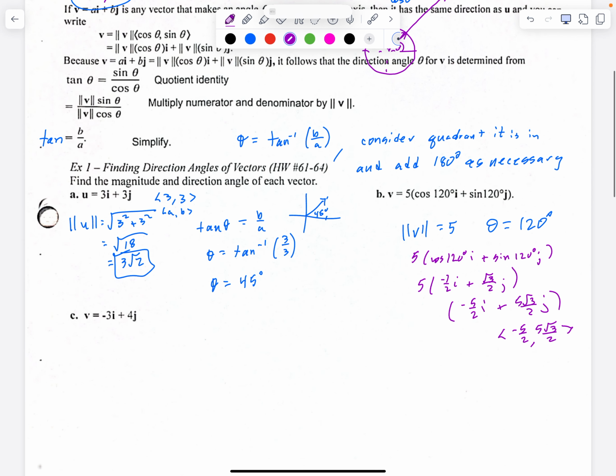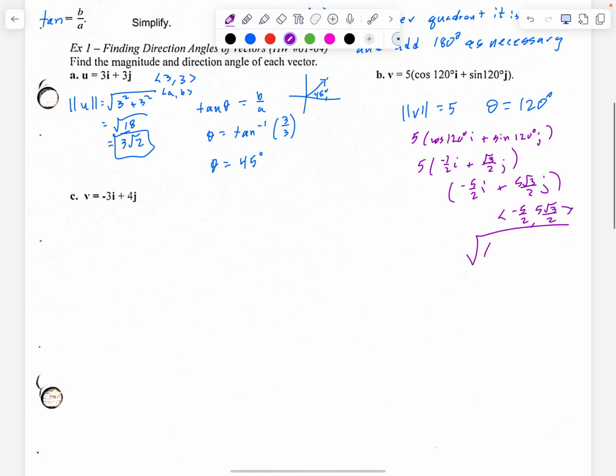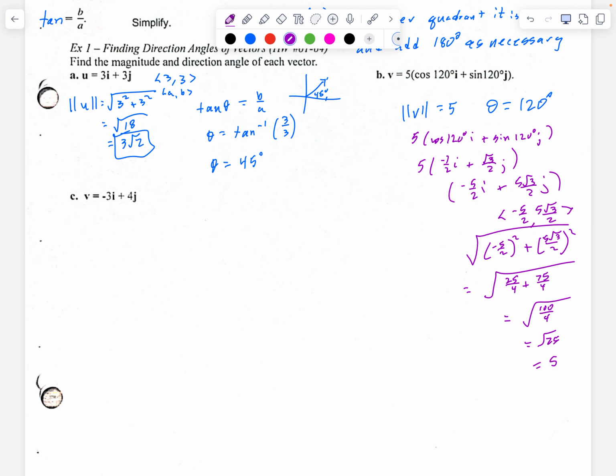To find the angle, you've got your component form right here. Theta is the inverse tangent of your y-coordinate over your x-coordinate, and that is the inverse tangent of a negative root 3. Now, if you do the inverse tangent on your calculator of a negative root 3, it's going to give you an angle between 0 and negative 90 degrees, and it's going to give you a negative 60 degrees.